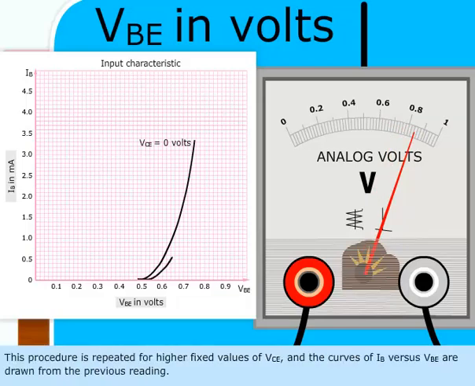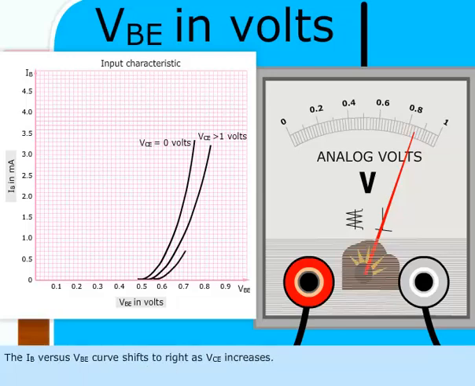This procedure is repeated for higher fixed values of V sub CE, and the curves of I sub B versus V sub BE are drawn from the previous reading. The I sub B versus V sub BE curve shifts to right as V sub CE increases. Thus, the input characteristic of CE configuration is obtained.